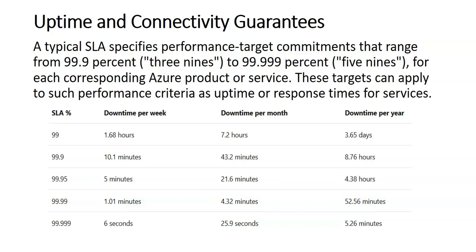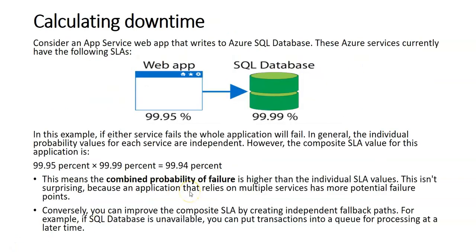A typical SLA specifies performance target commitments that range from 99.9 to 99.999% for each corresponding Azure product or service. These targets can apply to such performance criteria as uptimes or response times for the services. And how would you calculate the downtime?